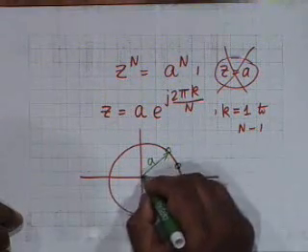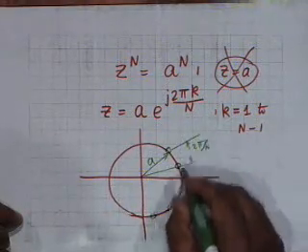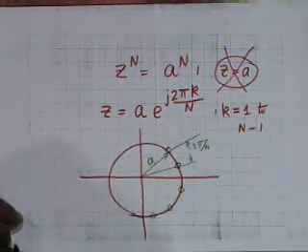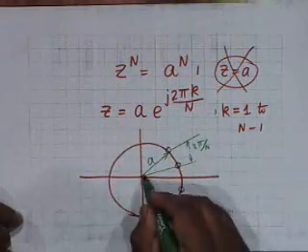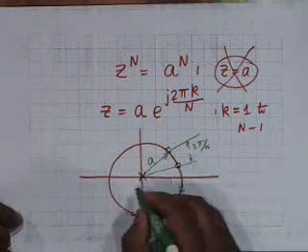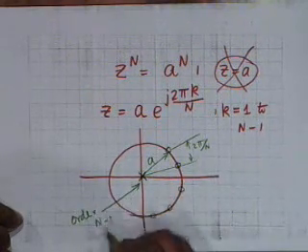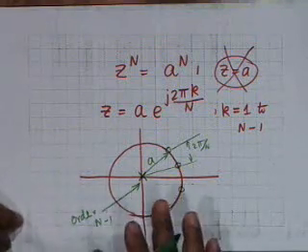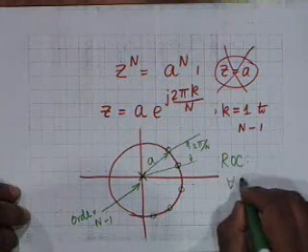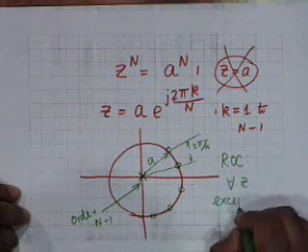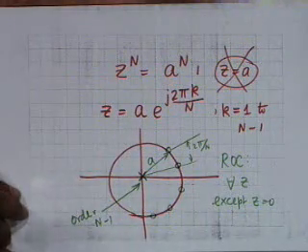Okay, what is the angle difference between these two? 2 pi by n. So, this circle which is defined by mod z equal to a contains all the zeros, and all the poles are located at the origin of order n minus 1. And therefore, the region of convergence is all z except z equal to 0. Is that clear? All z except z equal to 0.